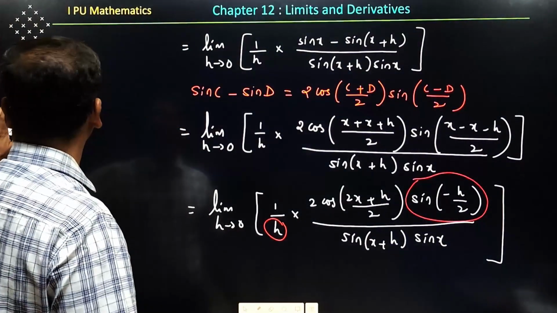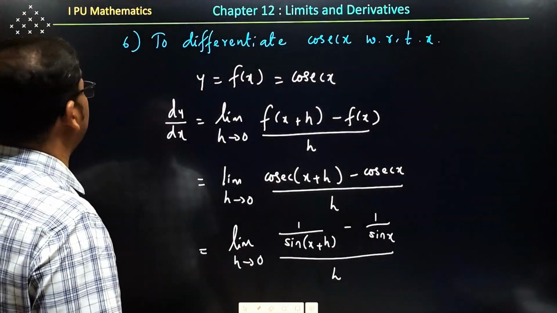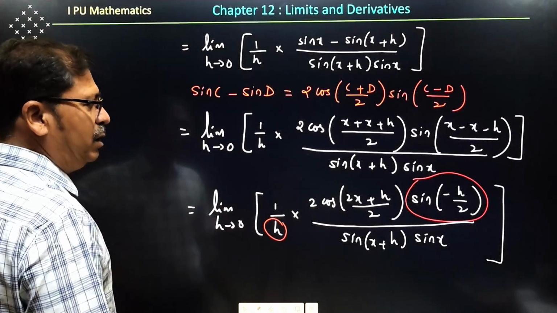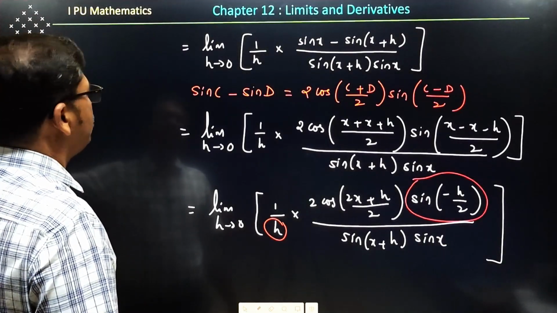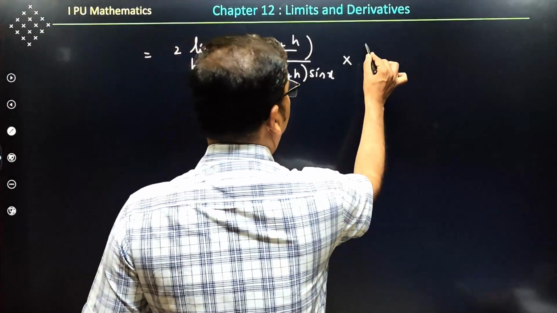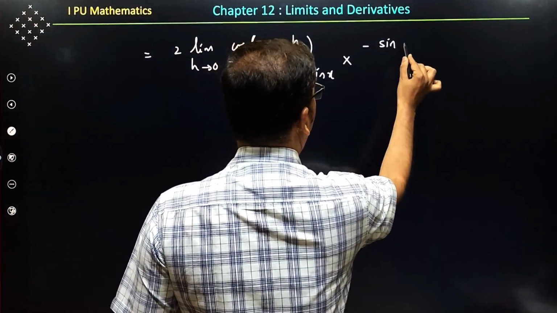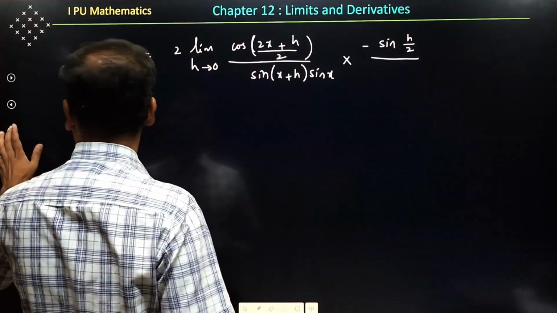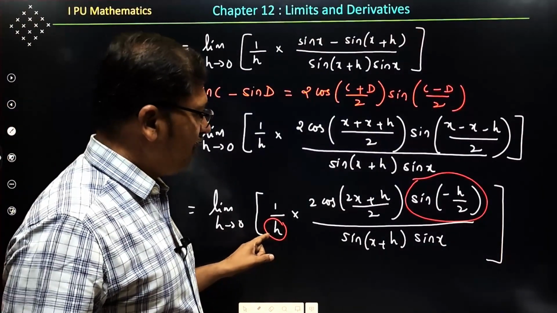That minus sign can be taken outside according to the allied angle property. Sine of minus theta is equal to, you know already, minus sine theta. So you take the minus sign outside here: minus of sine h by 2, whole divided by, see there is an h here at the beginning.